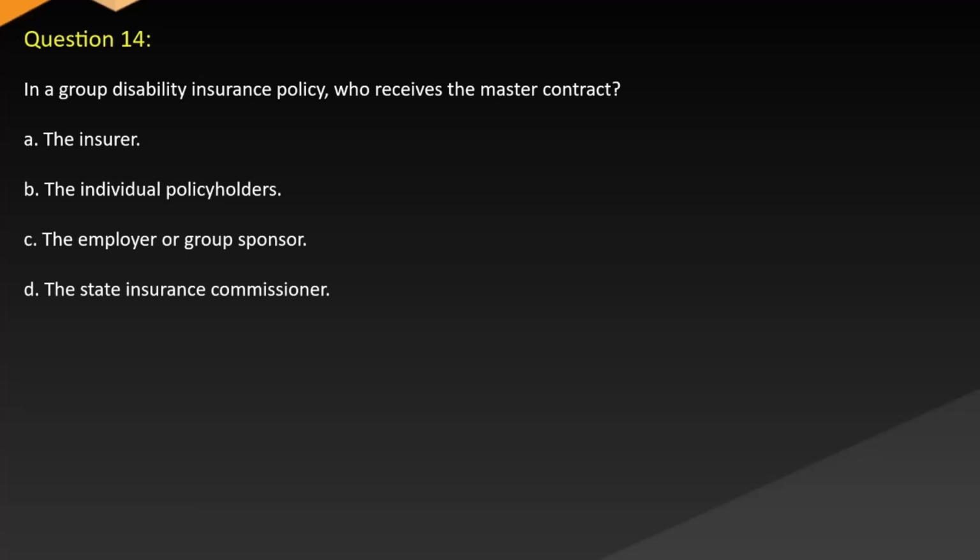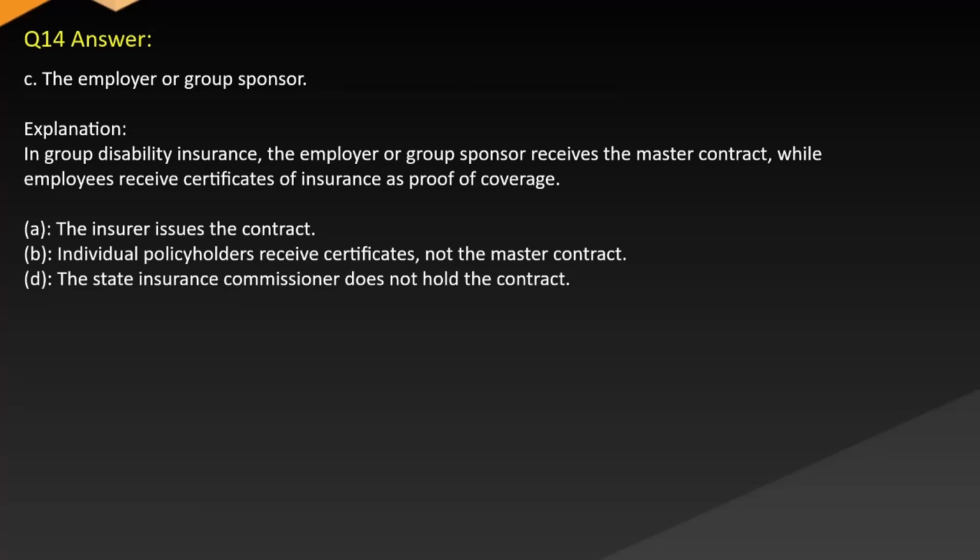Answer. C. The employer or group sponsor. Explanation. In group disability insurance, the employer or group sponsor receives the master contract while employees receive certificates of insurance as proof of coverage. A. The insurer issues the contract. B. Individual policyholders receive certificates, not the master contract. D. The state insurance commissioner does not hold the contract.